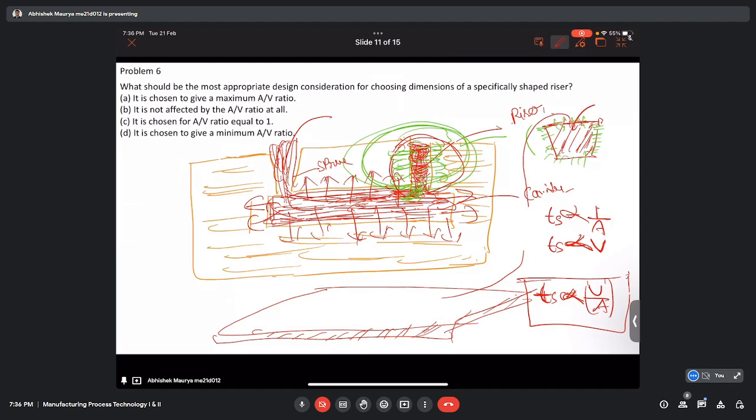So which is the correct answer? If we want to increase the solidification time of the riser, then we have to reduce the surface area and increase the volume of the riser. So the correct answer is this one, the minimum A by V ratio. We have to minimize the area and increase the volume. So that is the correct option.